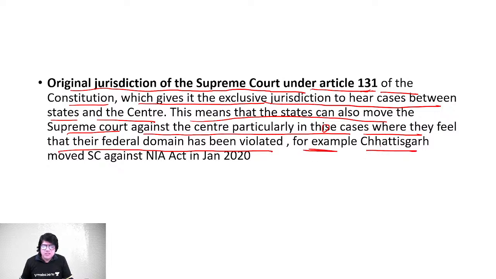For example, Chhattisgarh, I just gave you the example, it moved the Supreme Court against the National Investigation Agency Act of 2018 in 2020, right? And of course, its contention was that it was ultra vires of the Constitution because the National Investigation Agency would eventually make use of the police forces, which are a part of the state list, right? So how could the central government, without the consent of the states, make a law which would require utilization of the state police forces, without the consent of the states?